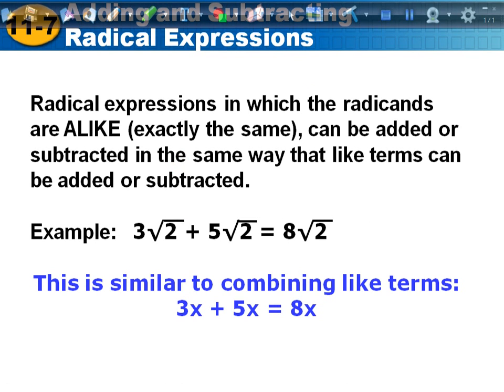Radical expressions in which the radicands are alike, meaning exactly the same, can be added or subtracted in the same way that like terms can be added or subtracted. So you don't have to write down this example, but if we have 3 square root of 2 plus 5 square root of 2, since the square roots of 2 are exactly the same, meaning the same index and the same radicand, we can add the outside number. So 3 plus 5 gives us 8. So it's 8 square root of 2. It's basically the same thing as saying 3x plus 5x is 8x. The square root of 2 is kind of like having a variable there.